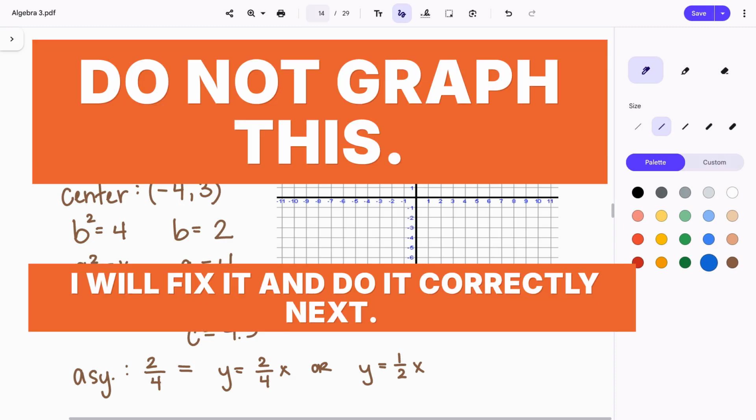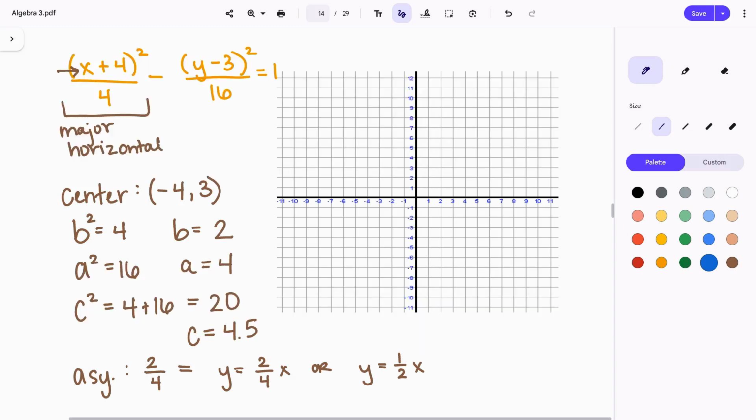I'm going to start at my center. So -4, 3 is my center. Now, because it's a major horizontal, that means it's going to open up left or right. Okay, and that's based off of the 4 that's underneath it. So we're going to go left and right. You could go the other direction if you want, just to kind of get an idea of where this box is going to be at.